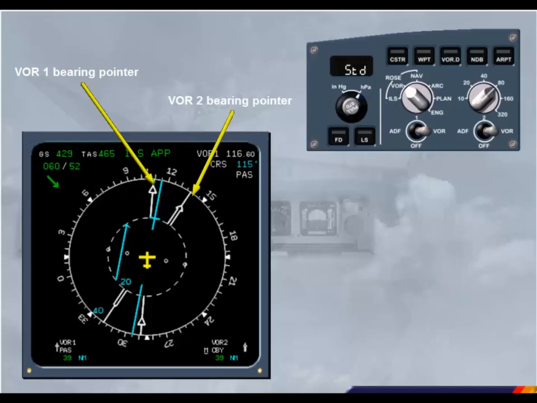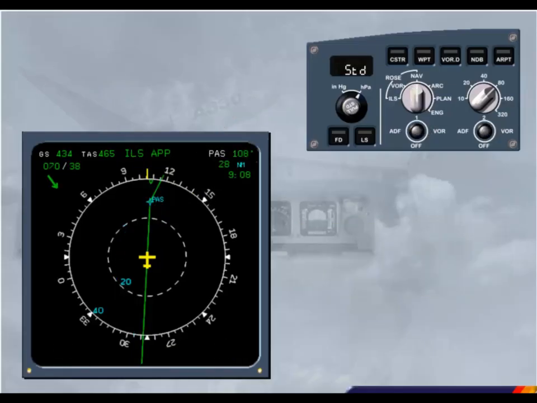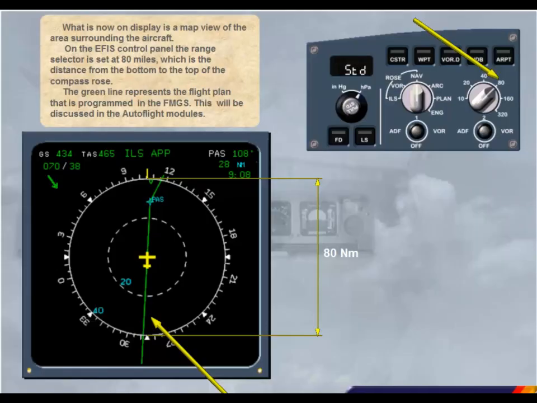You have seen the two raw data displays. Now, let's look at the ROSE nav display. What is now on display is a map view of the area surrounding the aircraft. On the EFIS control panel, the range selector is set at 80 miles, which is the distance from the bottom to the top of the compass rose. The green line represents the flight plan that is programmed in the FMGS. This will be discussed in the auto flight modules.